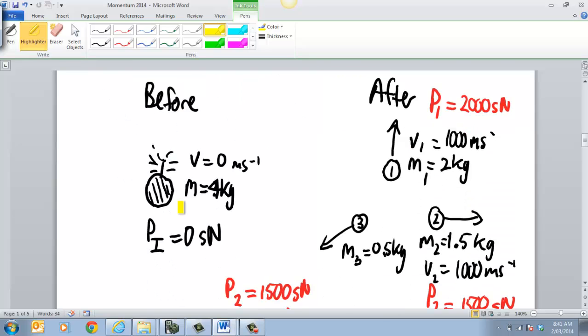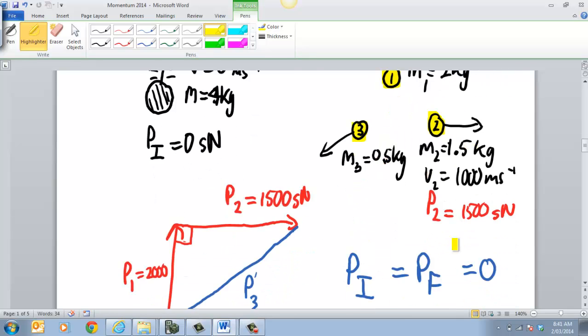We also did a very quick example of a bomb exploding. Before the bomb explodes, it's stationary, so it has zero momentum. Nothing's moving, zero velocity, zero momentum. Then we had particles going off in different directions, particle number 1, 2, and 3. I gave the information about the momentum for particles 1 and 2, so we could work that out.